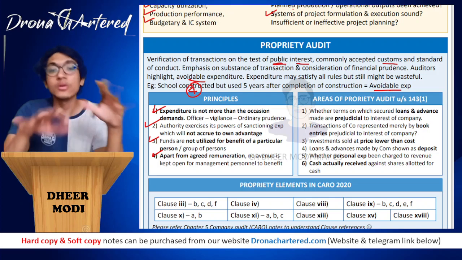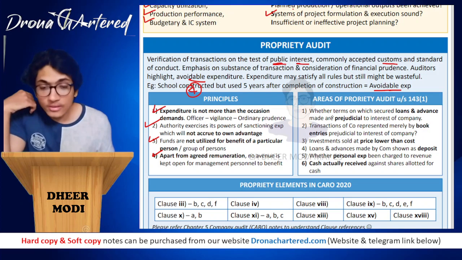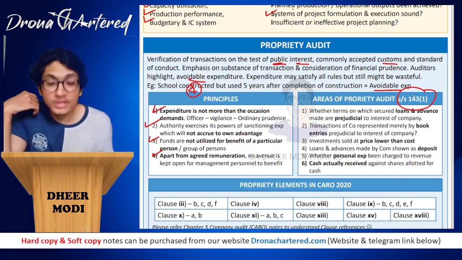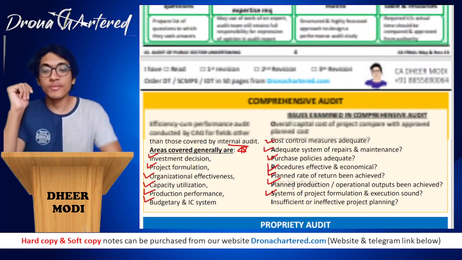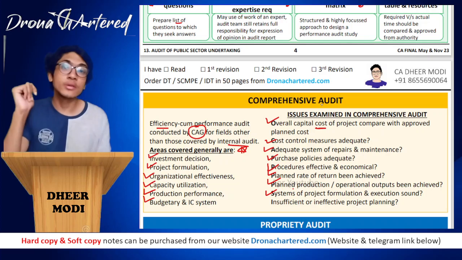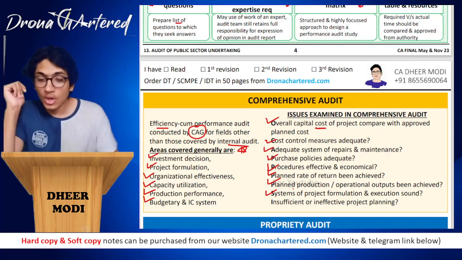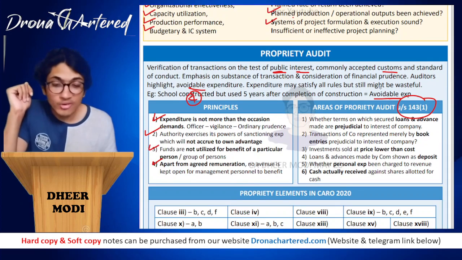Okay, so there should be given no scope, no slack. Next is your areas of propriety audit under section 143(1). So what are your areas of propriety audit? Before, what did we do? Before, we did areas of comprehensive audit. Now we are doing areas of propriety audit.